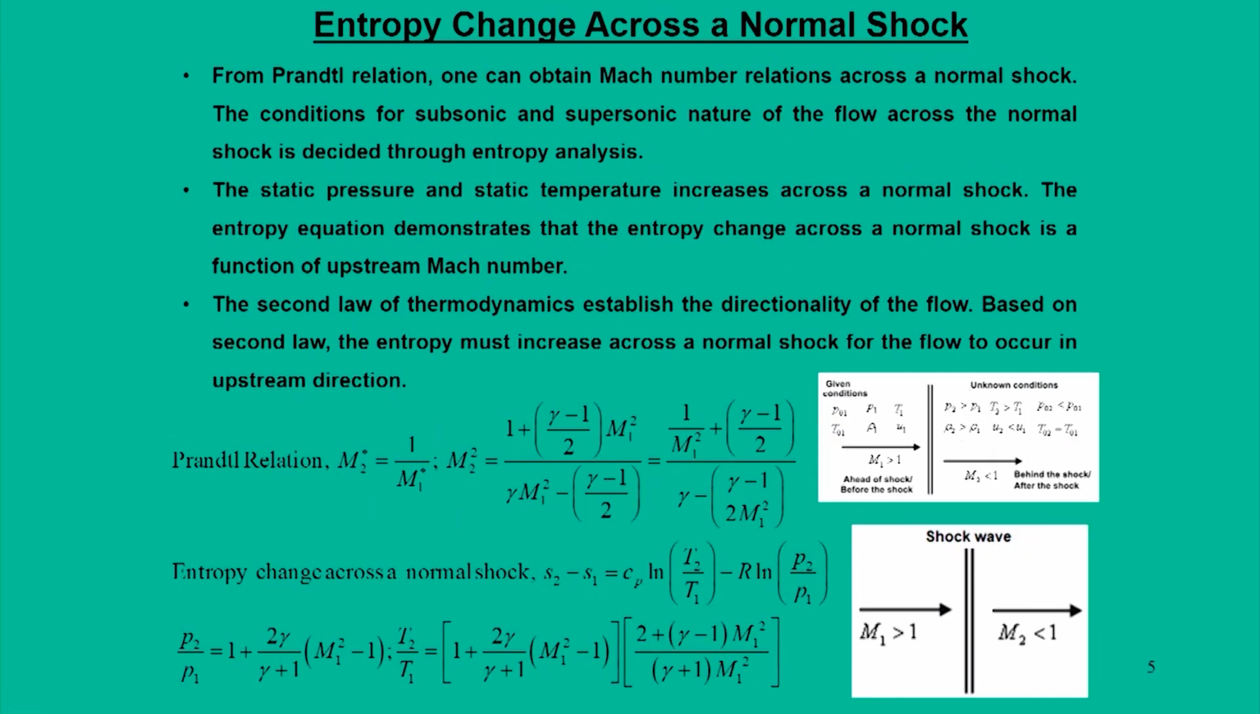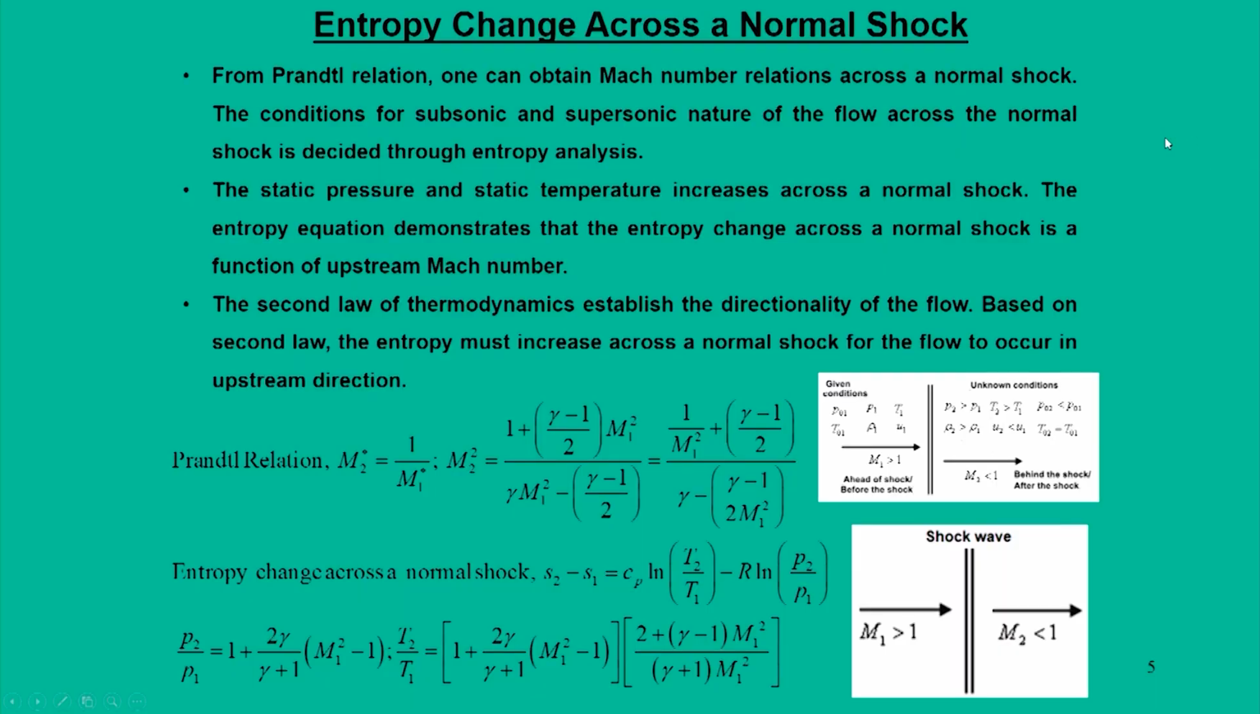So this is how we get the information that stagnation pressure drops across a normal shock and entropy increases. Based on this, and also from the Prandtl relations, we say the Mach number after the normal shock is always subsonic.